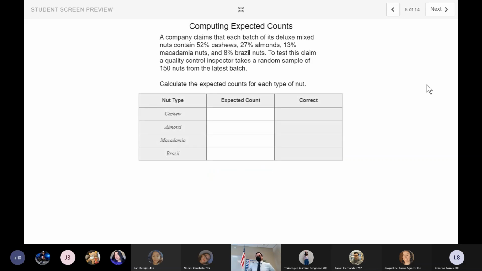So we'll do another expected counts question here, but now we have things that are not equally likely. We have a company that claims that each batch of its deluxe mixed nuts contain 52% cashews, 27% almonds, 13% macadamia nuts, and 8% Brazil nuts. To test this claim, a quality control inspector takes a random sample of 150 nuts from the latest batch. Calculate the expected counts for each type of nut. Again, fill in the middle of the table. It will tell you if you're correct or not. Okay, we'll take a few minutes on this one, and then we will talk about it.